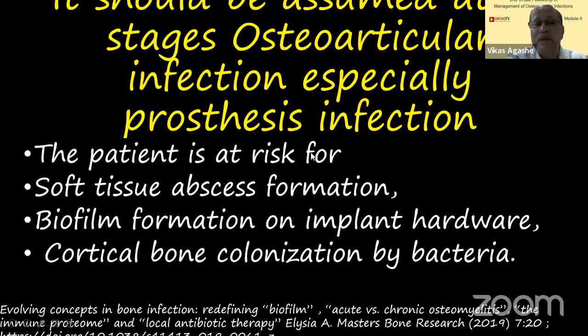whatever may be the stage, especially in periprostatic infection and even hematogenous infection, the patient is at risk for soft tissue abscess formation, biofilm formation, especially on implant, and cortical bone colonization by bacteria. That means don't even think of whether it is acute or chronic. Treat it aggressively. Treat it considering that there is likely to be soft tissue abscess and most important biofilm formation, which needs removal.